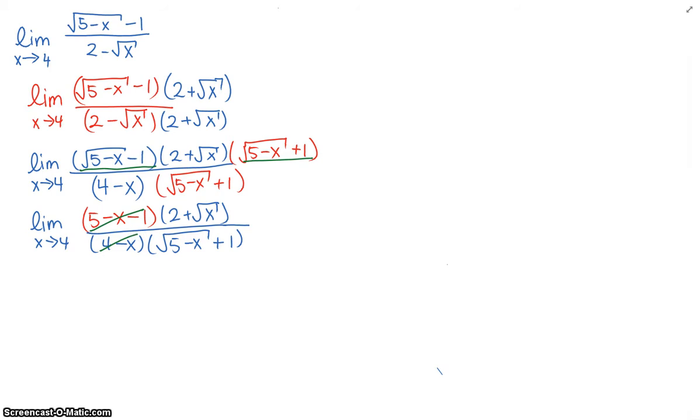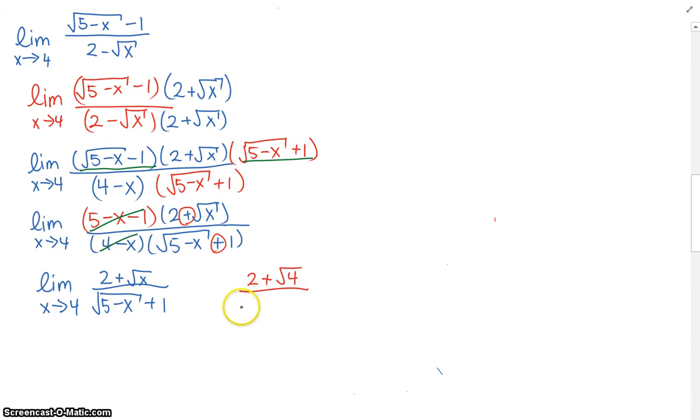Now it looks very similar to what we started with. The difference is we now have the signs of the two conjugates as addition rather than subtraction. So if we were now to plug 4 into our new limit, as x approaches 4, 2 plus root x all over the square root of 5 minus x plus 1, and we plug 4 into everything, now we have 2 plus the square root of 4, which is not 0. We have 5 minus 4, which is still 1, but we have now plus 1. So we end up getting 2 plus 2, which is 4, all over 1 plus 1, which is 2, which gives us 2.